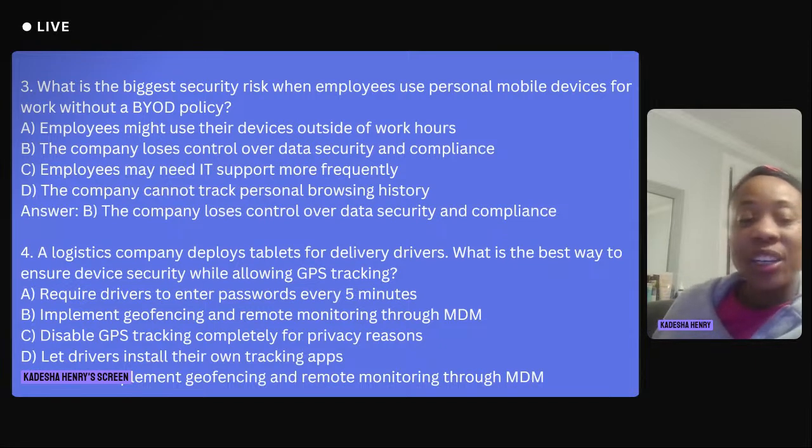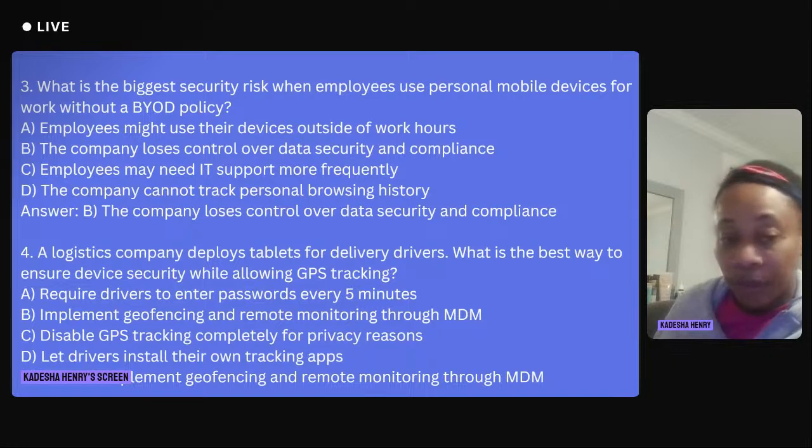A. Require the drivers to enter a password every 5 minutes. B. Implement geofencing and remote monitoring through MDM. C. Disable GPS tracking completely for privacy reasons. D. Let the drivers install their own tracking app.